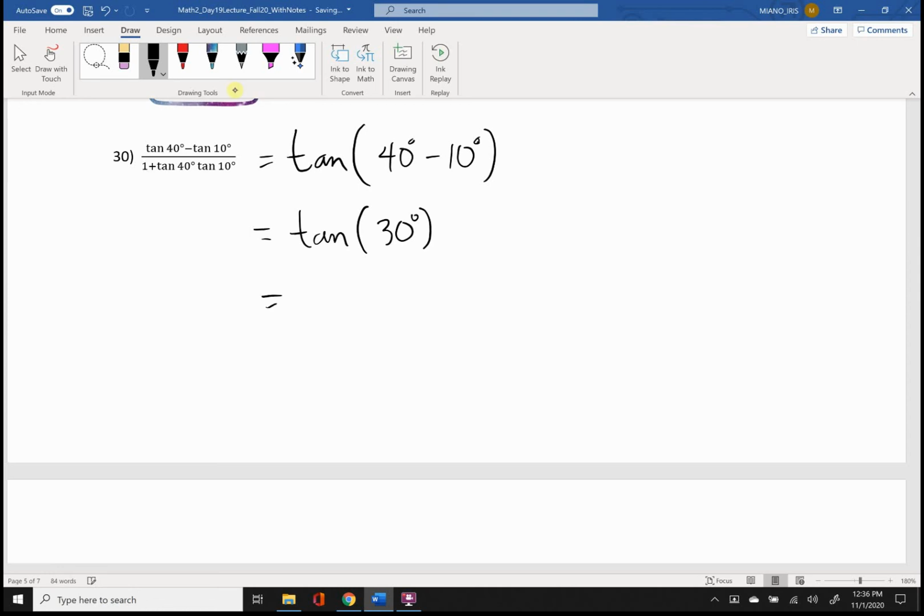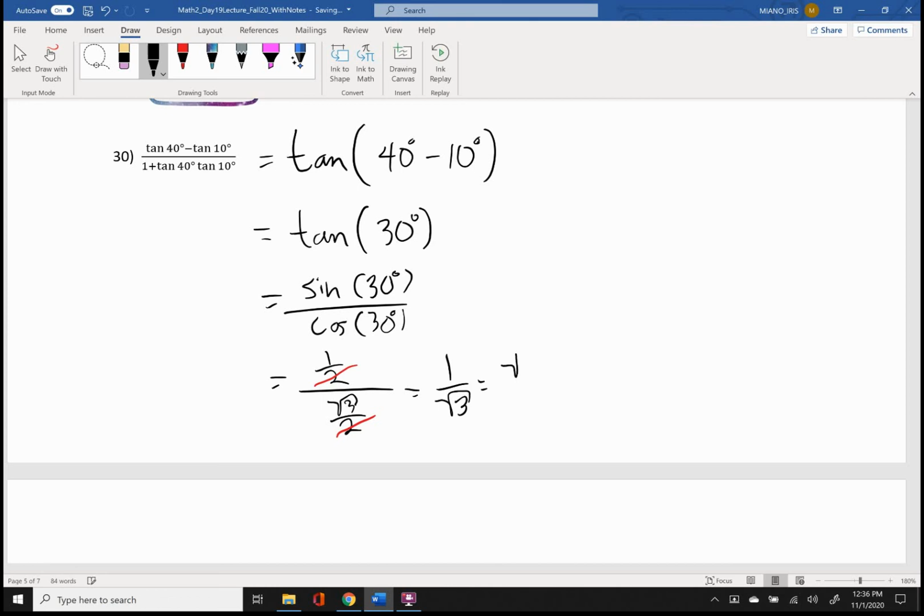Which you may or may not know. If it helps you to break it down into sines and cosines, personally I like to do it this way, where I'm like, this is the sine of 30 degrees over the cosine of 30 degrees. And then that gives me 1/2 over root 3 over 2. And then I slash those 2's away, and then it's 1 over root 3, which is root 3 over 3, rationalizing that denominator. Okay, done skis on that one.